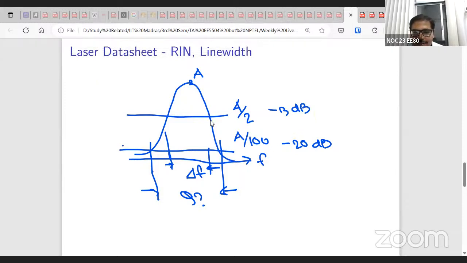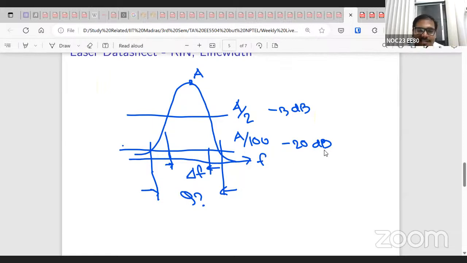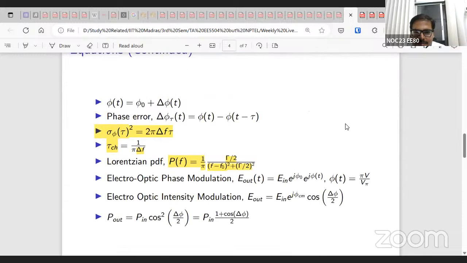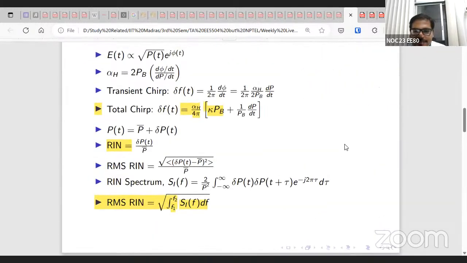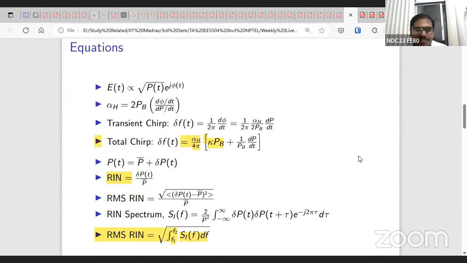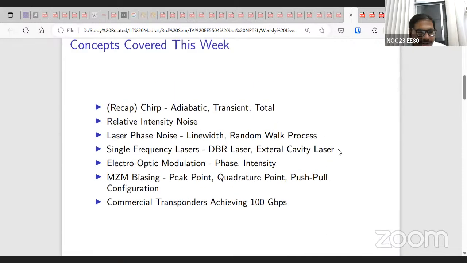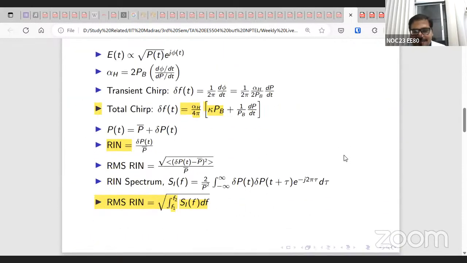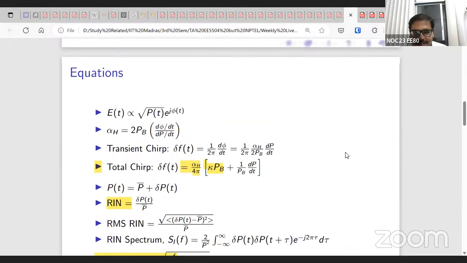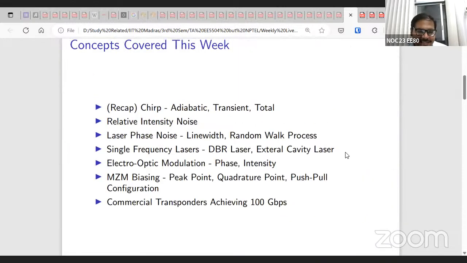I'll try to post one example of this in the forum. Otherwise, these are the equations, I think. You were asked about constellations and modulation and all. It's a long assignment, but it's not too difficult, I don't think. Last week's assignment was harder, I guess. I think last week's assignment was the hardest among all of the assignments.